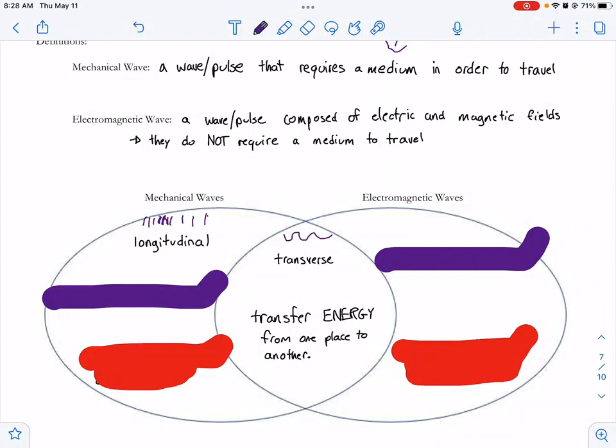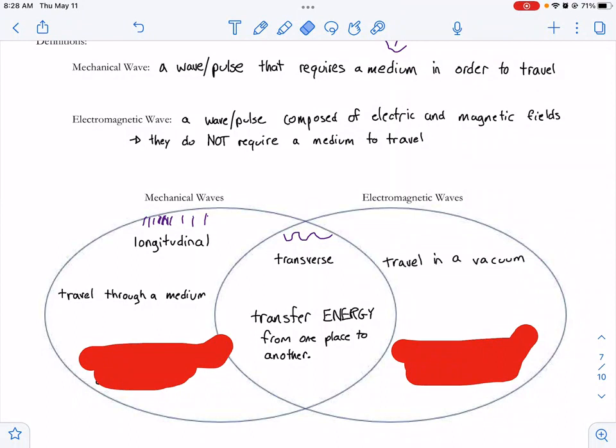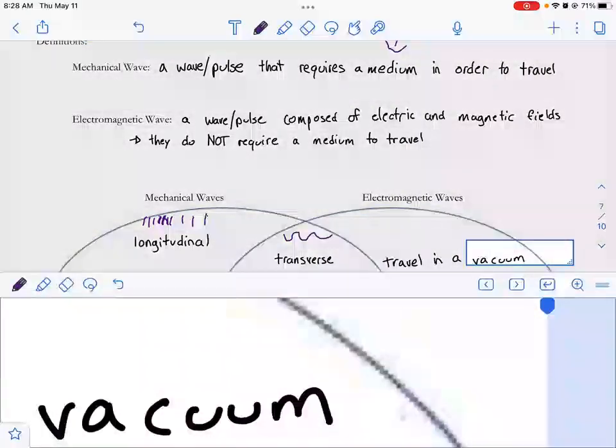So the rest of these things are differences, and I have one on each side for each one. So the first one over here, for a mechanical wave, it requires a medium, and for an electromagnetic wave, it travels in a vacuum. That's what we call that empty space. Okay, so a vacuum is that empty space.